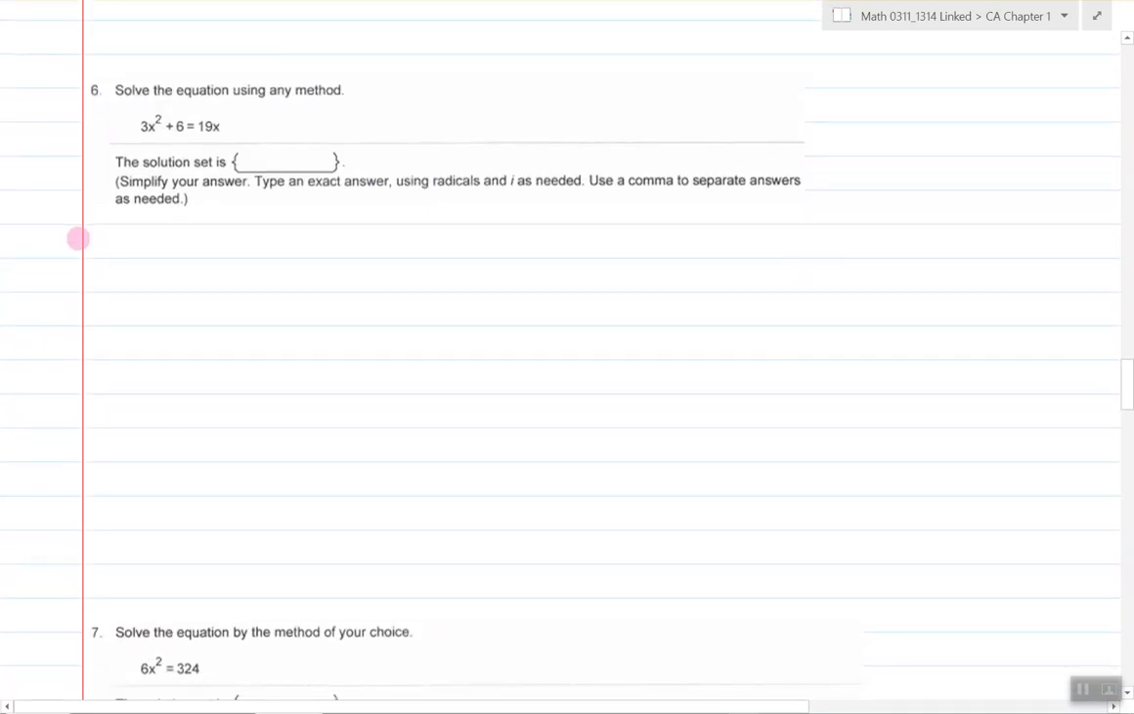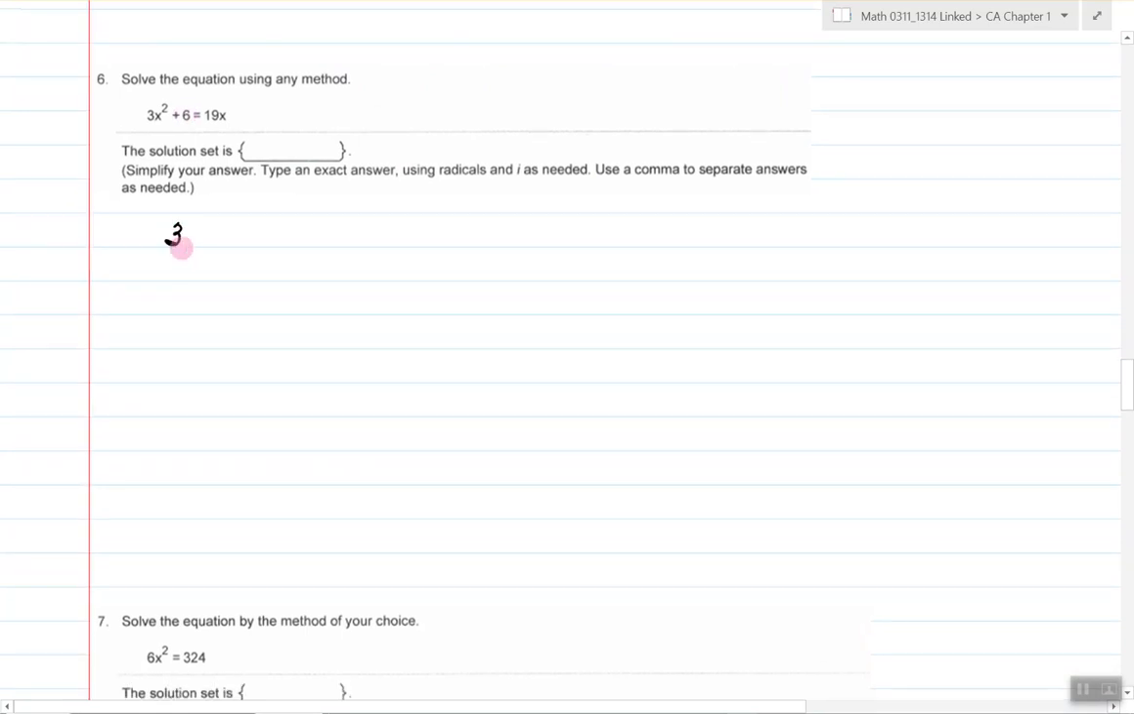Number 6. I believe I'm going to at least set it equal to 0 and see what I'm going to do from there. I will have 3x squared. This 19x will come over as minus 19x plus 6 equals 0. Looking at that, I can tell that I can do my factoring. I could have chosen instead to try the quadratic formula, but I saw the factors when I looked at this.